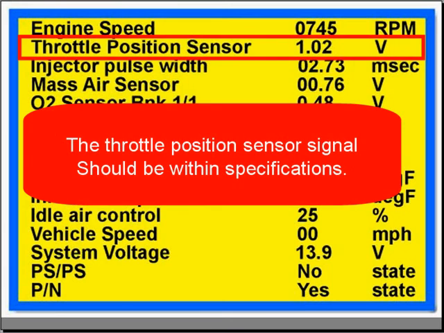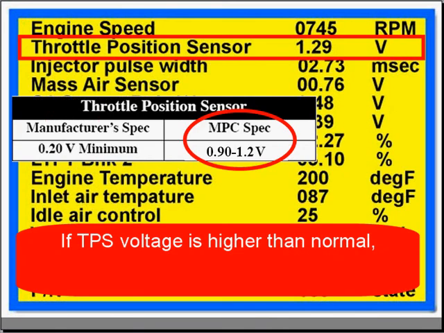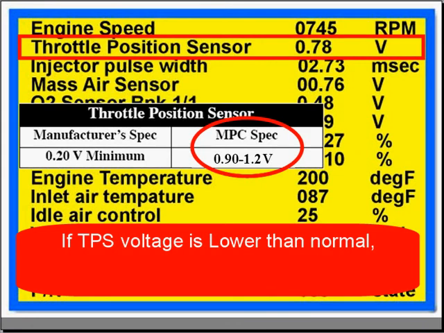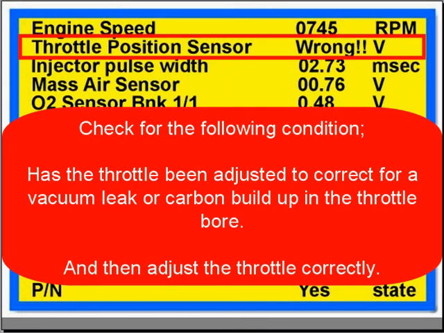First, the throttle position signal should be within specifications. The TPS voltage, if it's higher than normal, in this case we have 1.29 in our example, our spec says 0.9 to 1.2, so it's higher than normal. Or if the TPS is lower than normal, same spec, with a 0.78 voltage, lower than normal, check for the following condition.